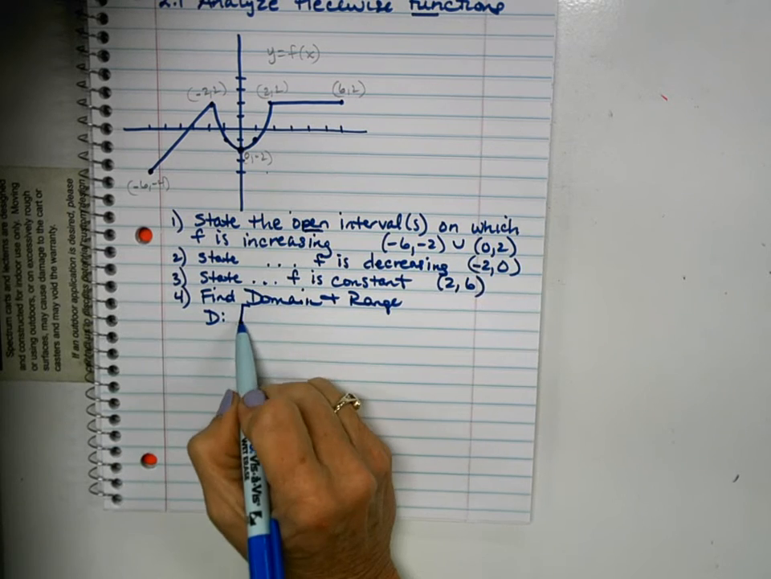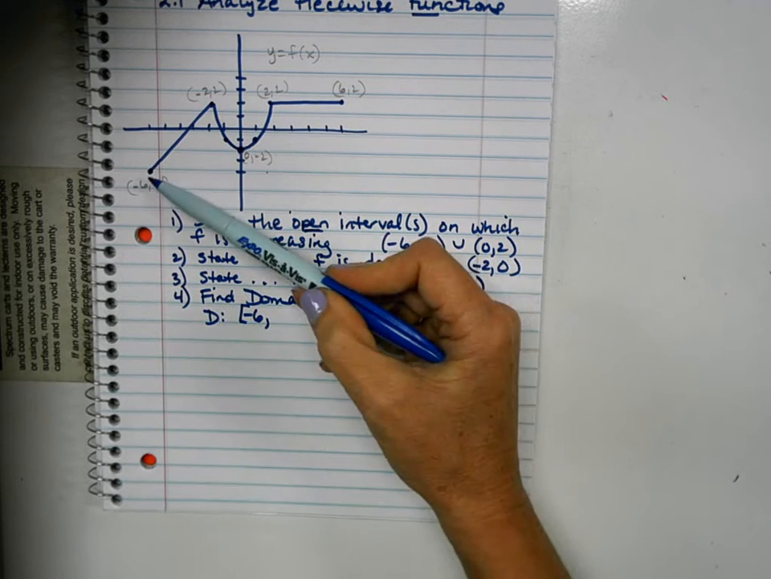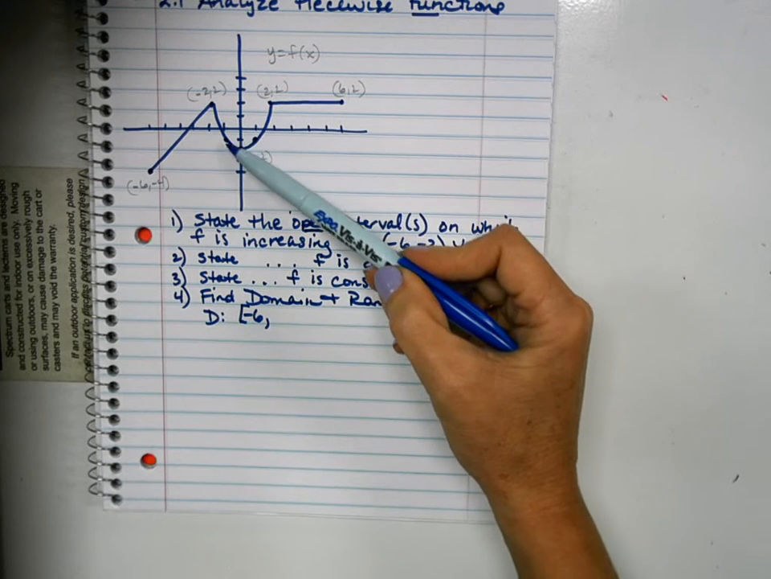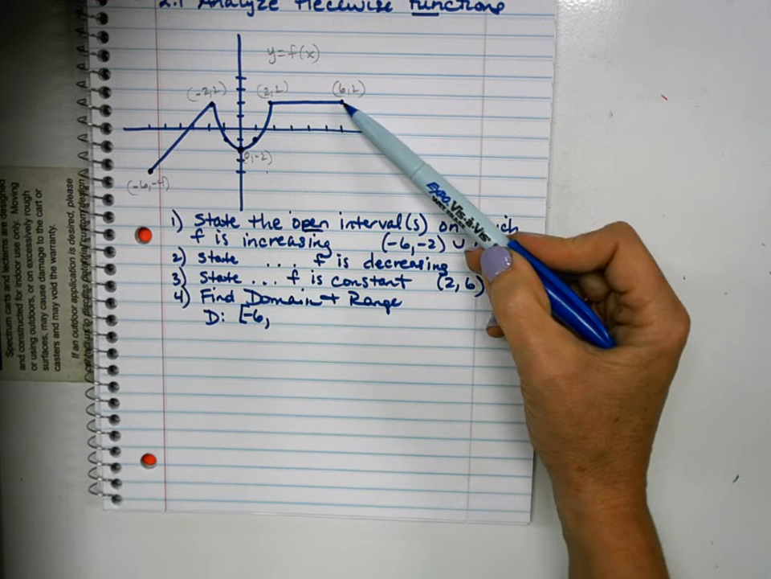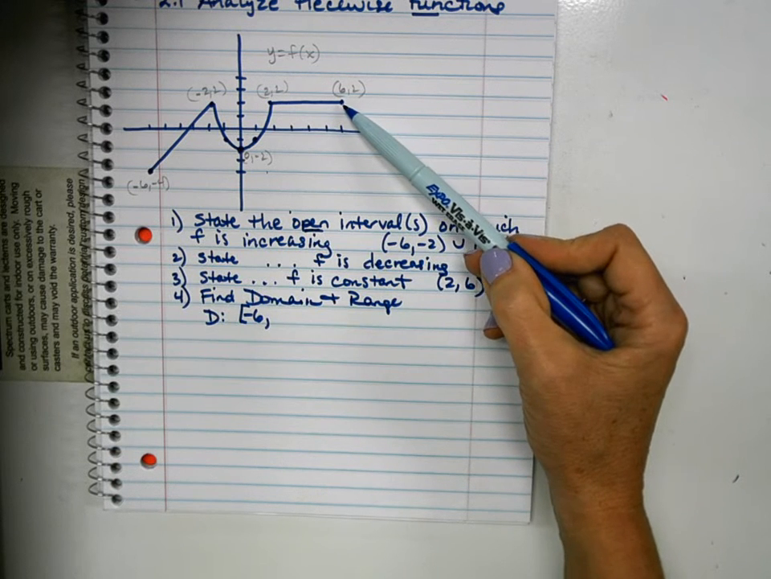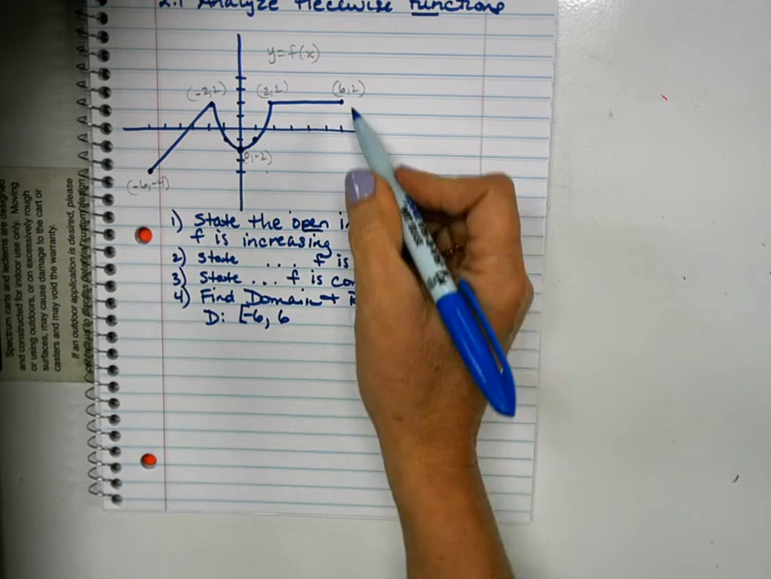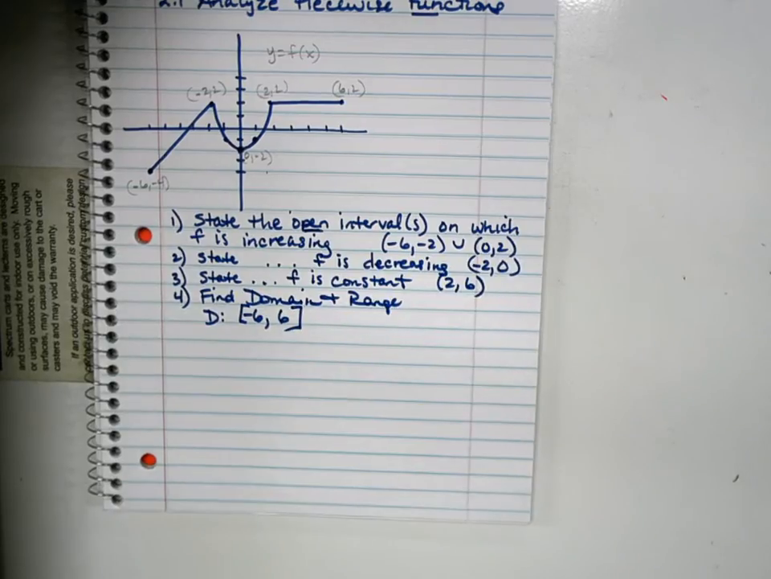Okay, so bracket -6, and then this is nice and continuous. It continues on and on and on and on all the way till here. What's the x value there? 6, and it does hit it. It's solid, so I'll put a bracket there. That'll be my domain. Okay.